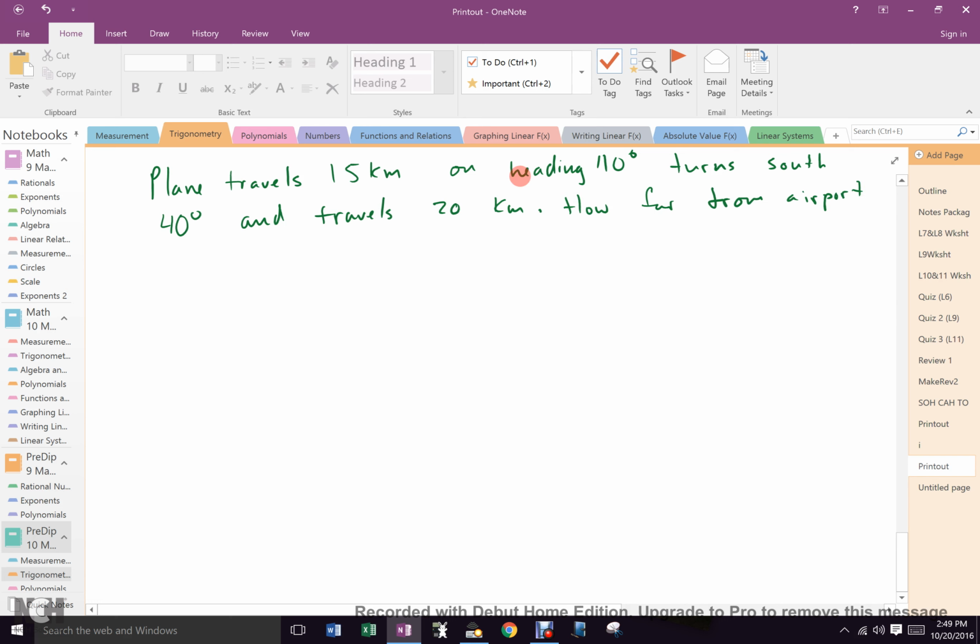Okay, so again, as soon as you see headings, you should be thinking north, east, south, west. So here's the airport. The plane takes off this way. This is 110. So there's east, so this is 90. So this is 110. Is everybody cool with that? So that's 20 degrees, but that's not important. So the plane is flying along this way, yes?